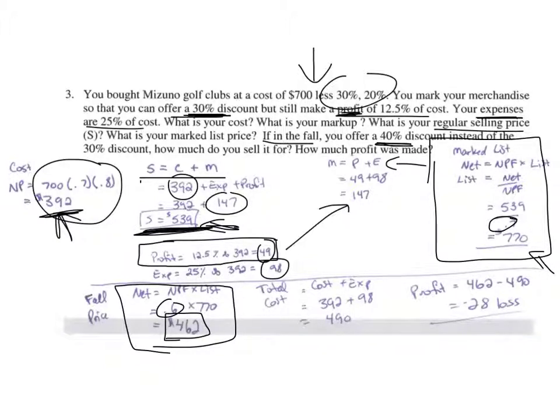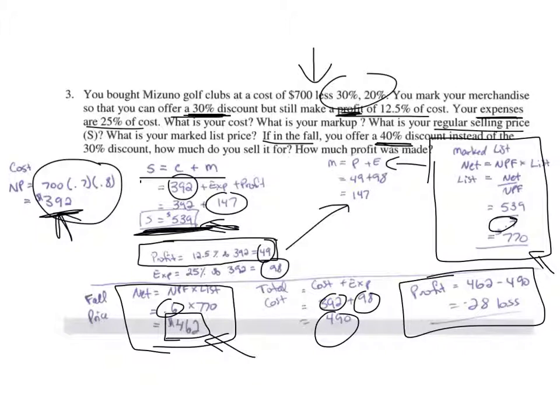So the total cost to me, I need to figure out, if I want to figure out my profit. I know that I bought them for $392. My expenses were $98, so the total cost to me is $490, but I'm selling them now for $462, so my profit is actually going to be a loss. I've been losing $28, and that's how you do that question.